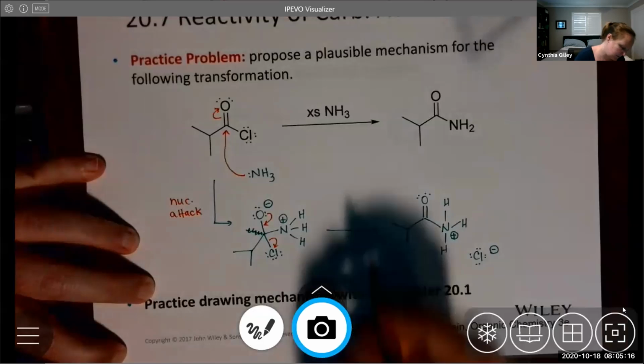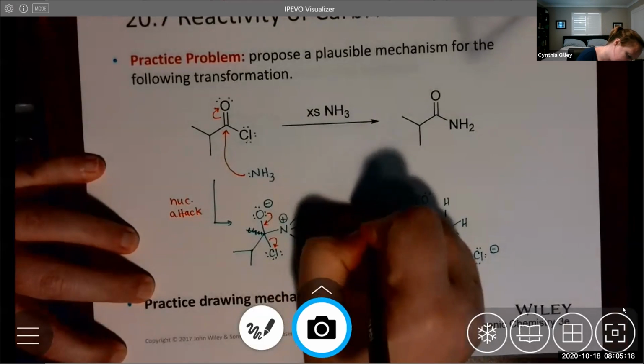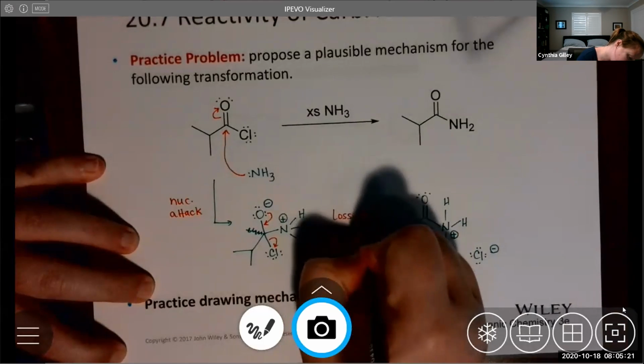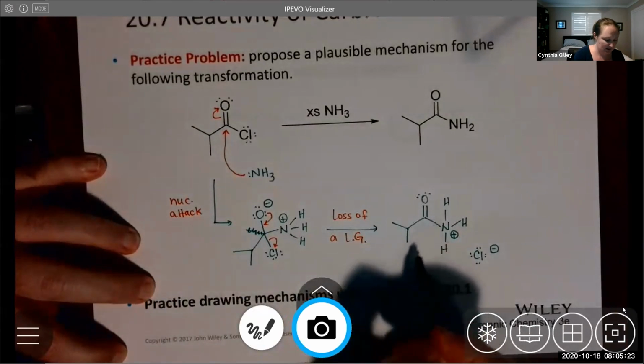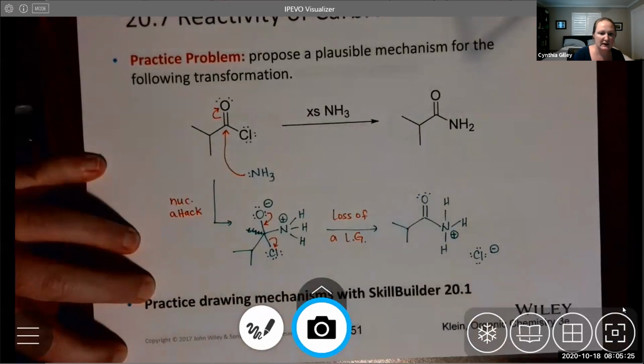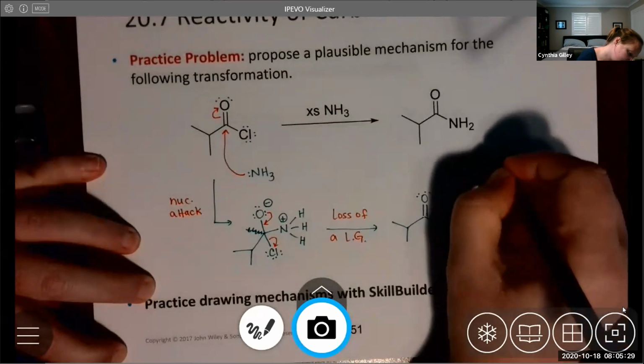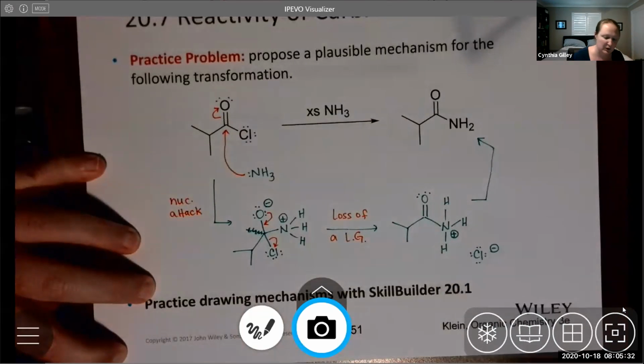Loss of a leaving group kicks out chloride, and we end up with a substrate that is not yet neutral. So we need to do a final proton transfer in order to isolate a neutral product.